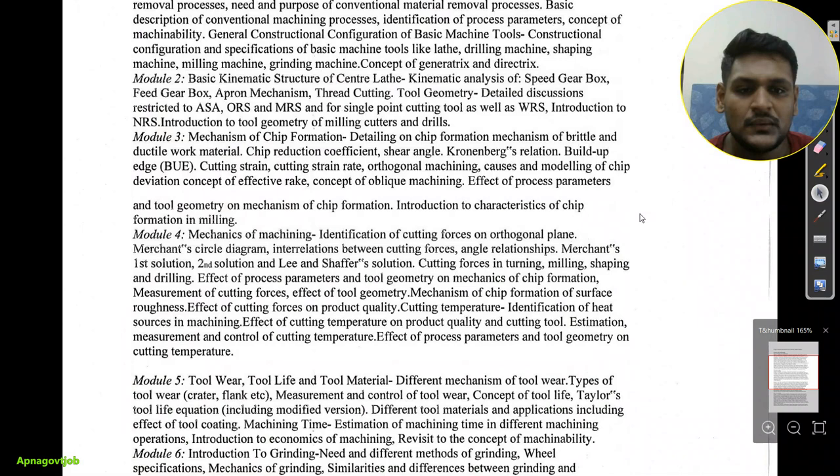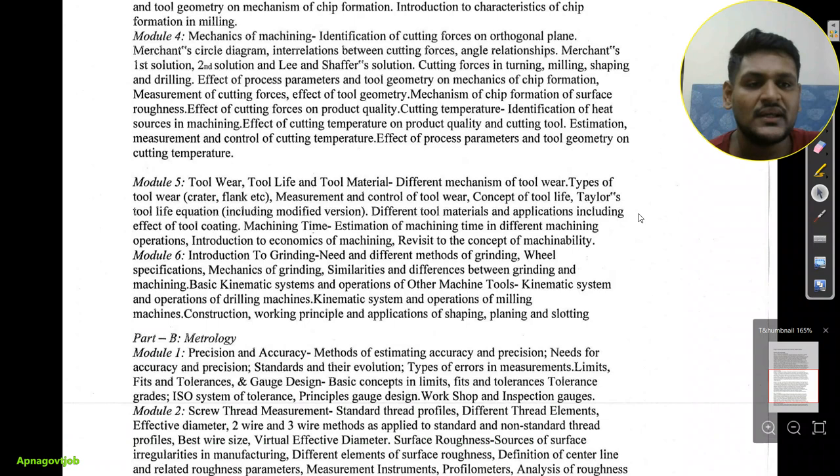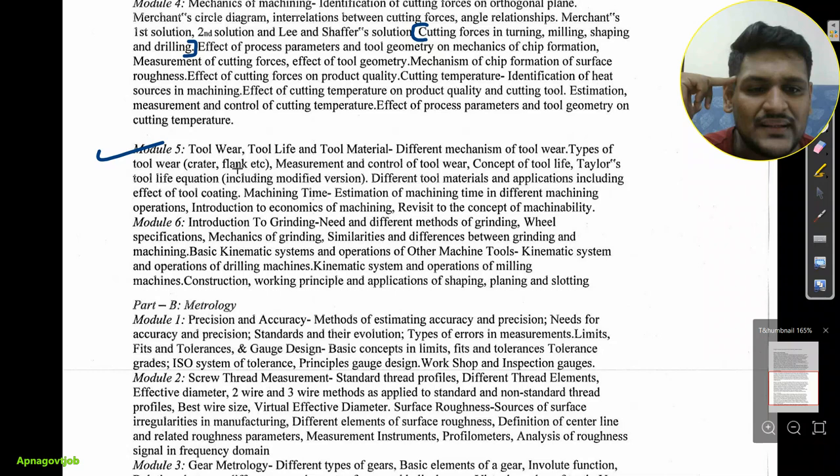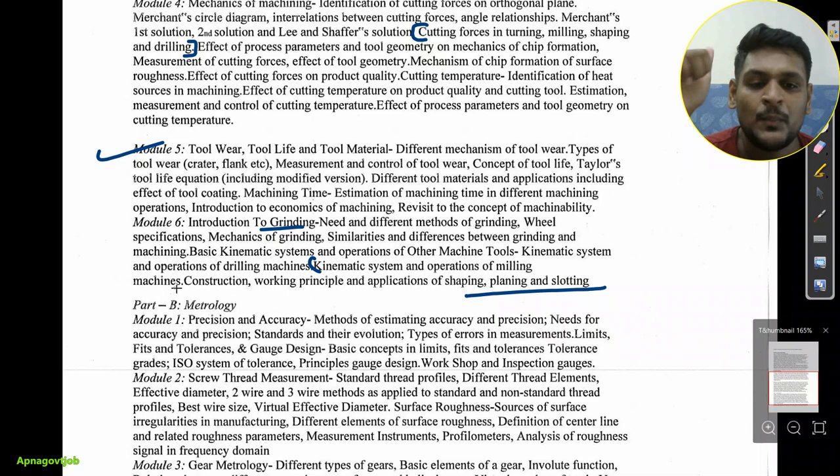Then in module 4 we have mechanics of machining, identification of cutting forces, orthogonal plane. Cutting force in turning, milling, shaping, drilling, just do this. Effect of, leave this. Then in module 5, tool wear, tool life and tool material is there, here also you will get a basic idea. Then introduction to grinding, grinding you will do. Other than this there is no sense to do this. Kinematic system and operation of drilling, machining, planing and shaping you can do. So basic kinematic system and operation of milling machines, construction, working principle, this thing you will do. Just do this thing.